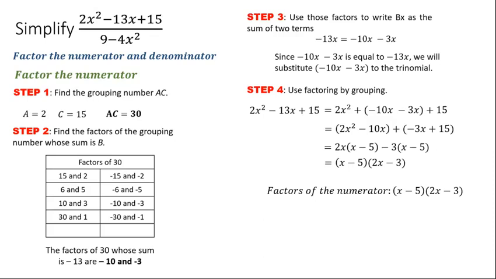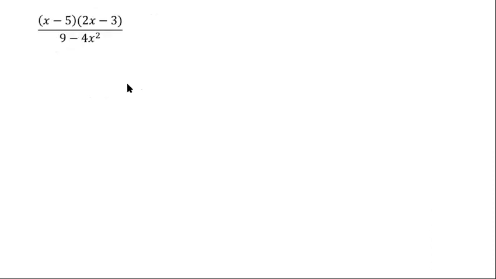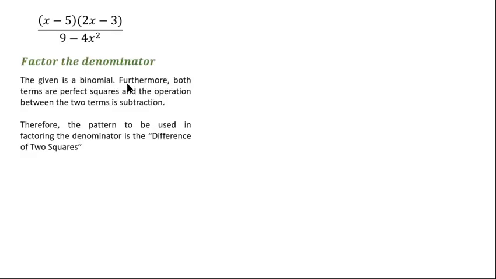Now, isubstitute na natin ngayon yung factors sa numerator natin sa mismong numerator natin dito kanina. Yan sa ating original na problem. Kaya magiging yan, x minus 5 times 2x minus 3 divided by 9 minus 4x squared. Now, tapos na natin ang numerator, so proceed na tayo sa ating denominator.